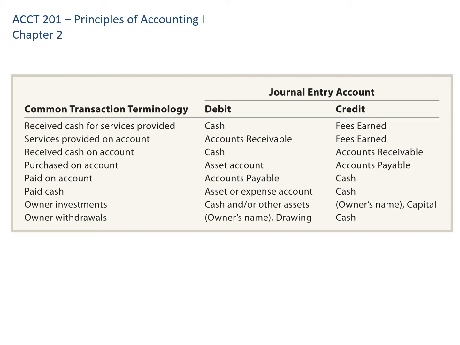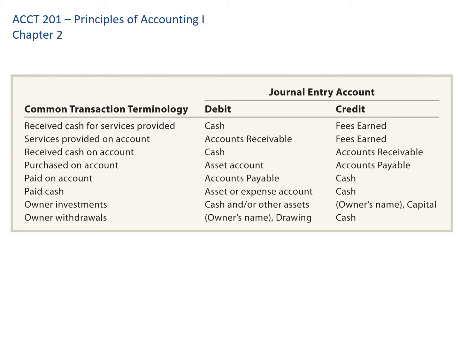Anytime you see the word payable, that's going to signify that it's a liability. When we pay that liability later, we're going to decrease the liability by debiting it, and we'll decrease cash by crediting it. When we pay cash for an expense, say like salaries or advertising or something like that, we'll increase the asset or the expense account and decrease cash.